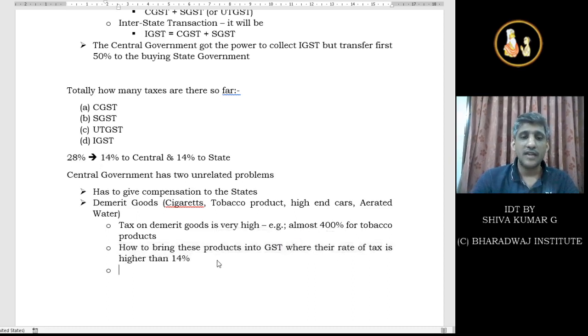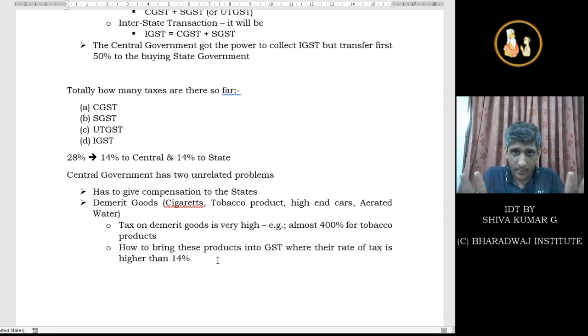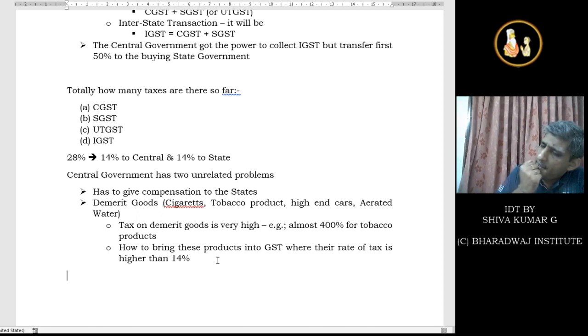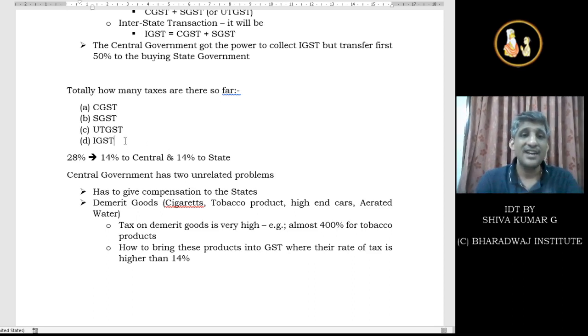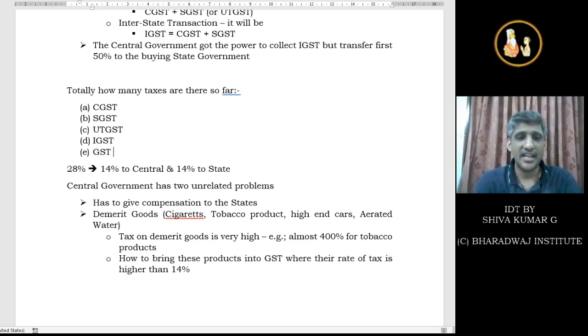Both are unrelated problems. See, now there are two problems. I, central government, have to give compensation to states. One problem: how should I bring these demerit goods like cigarette into GST when the tax rate is 400%, whereas in GST I can get only 14%? I have got two different, unrelated problems, but the solution is one. A problem and a problem, negative into negative is positive. So two problems solved each other, and we had a solution. That solution is the fifth tax called GST compensation cess.